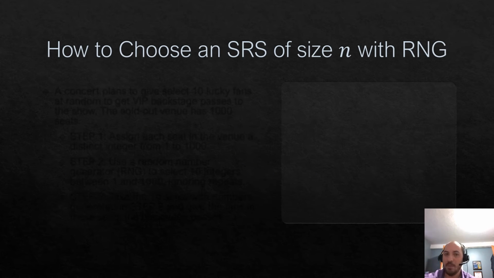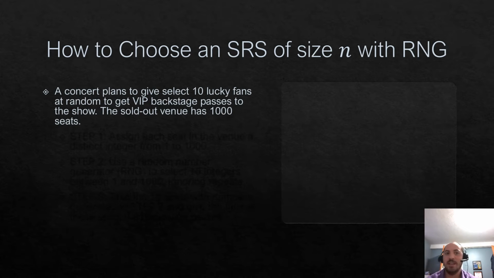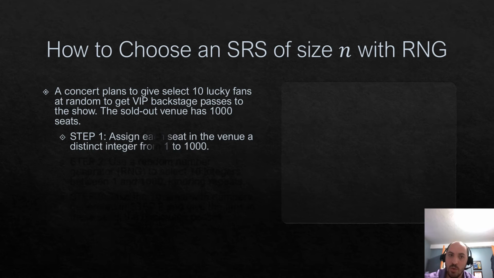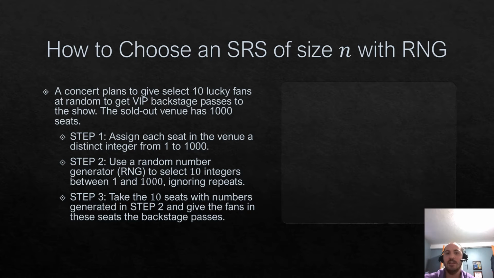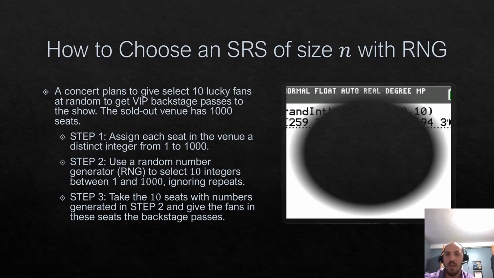So let's look at an example. A concert plans to select 10 lucky fans at random to give VIP backstage passes to the show. The sold out venue has 1,000 seats. So what they can do is assign each seat a distinct integer from 1 to 1,000. Then they can use a random number generator to select 10 integers between 1 and 1,000, ignoring repeats. We can't select the same seat twice. That's not how it works. The person in seat 5 doesn't end up winning 2 different passes. And then finally, take the 10 seats whose numbers were generated and give the fans in these seats the backstage passes. So that's pretty simple.